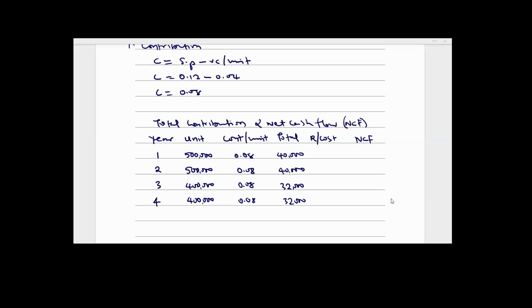So the running costs in the first year is 6,000. Here is 6,000, 6,500. Year 3, 7,500, 9,000. So to get the net cash flow, the total contribution minus the running cost. Total contribution minus the running cost. Therefore, this will be 34,000, 33,500.